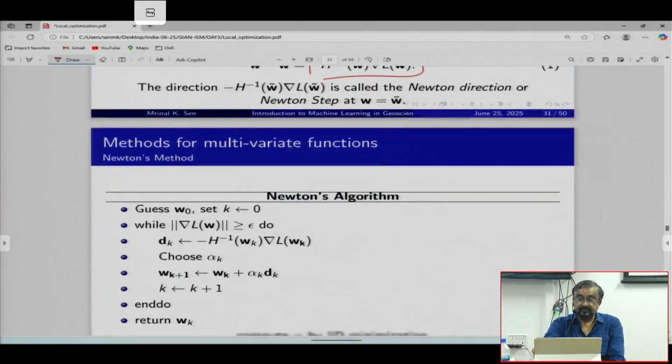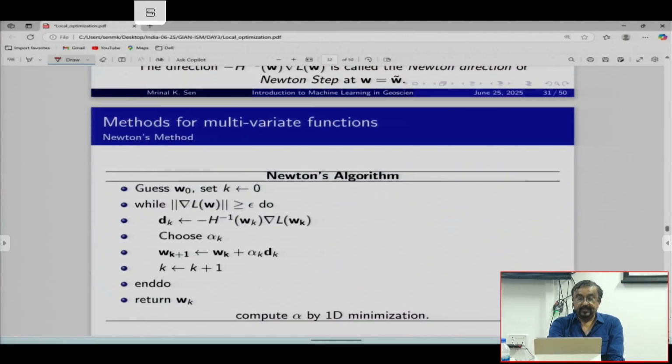So Newton's algorithm is then, at each iteration, you compute the gradient and the Hessian, and this is your direction, and then you compute a step length, and that gives us the update, okay? So gradient descent is a special case of Newton's method where this H is an identity matrix, right?